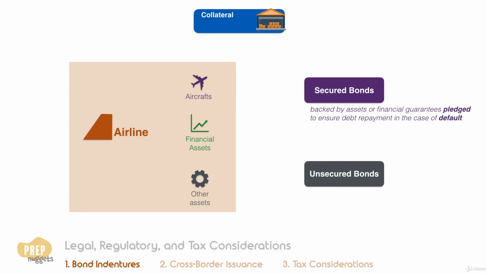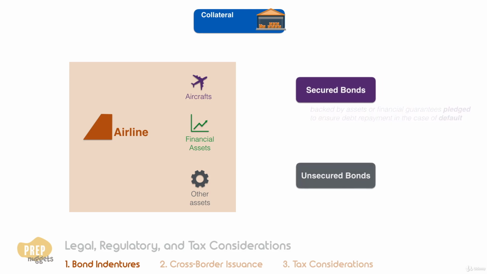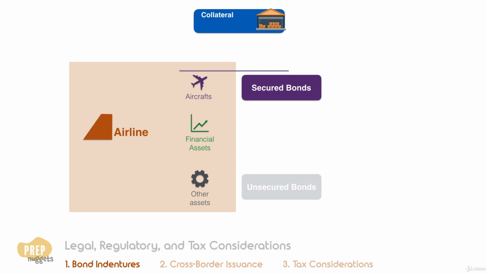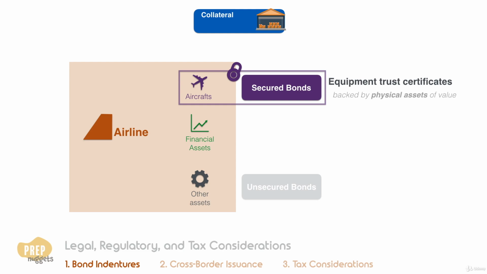Secured bonds are backed by assets or financial guarantees pledged to ensure debt repayment in the case of default. The pledged assets are known as collaterals. So the airline may pledge its aircraft as collaterals to a secured bonds issue. Such a secured debt is sometimes referred to as equipment trust certificates. Equipment trust certificates are debt securities backed by valuable physical assets such as oil rigs, ships, and airplanes.